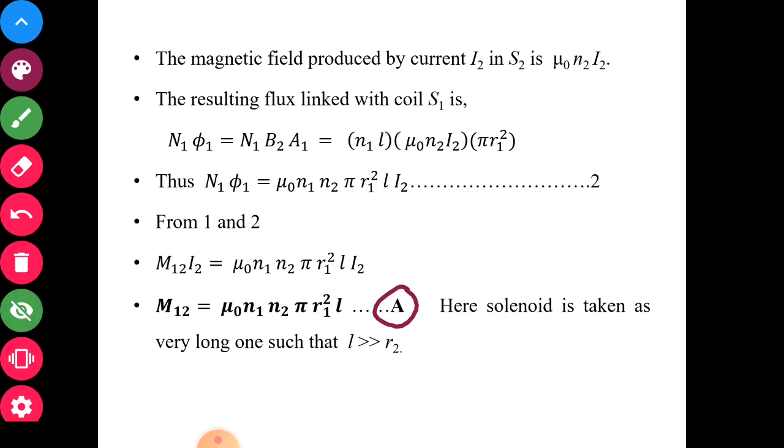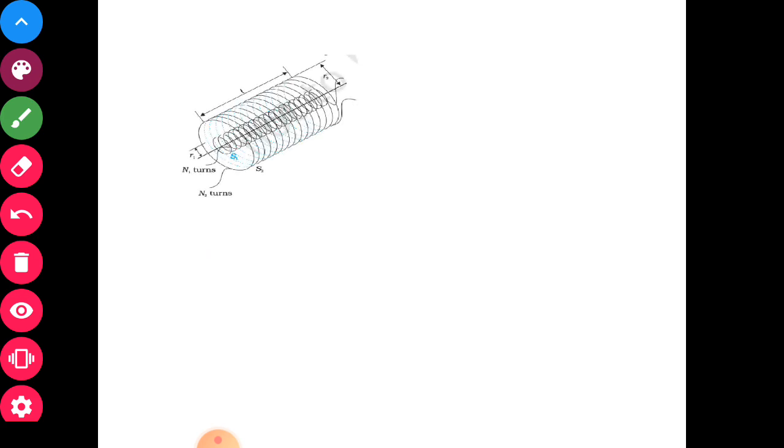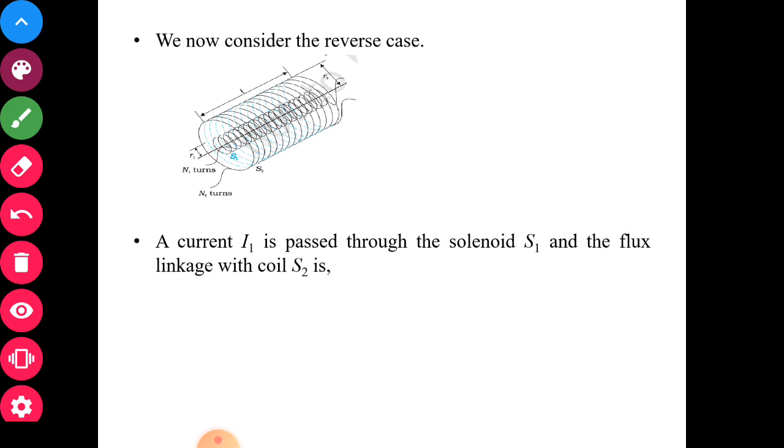Here solenoids are taken very long. Very long solenoid means length is very much larger than the radius of the solenoid. Now we shall calculate the value of M21. Again same figure, reverse case we are considering. We will pass the current through the smaller solenoid, that is the inner solenoid.